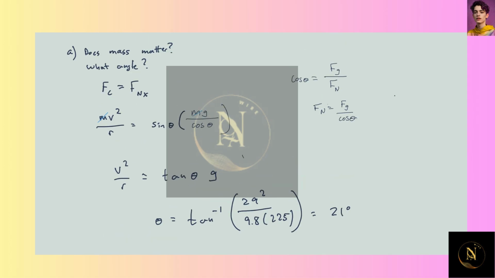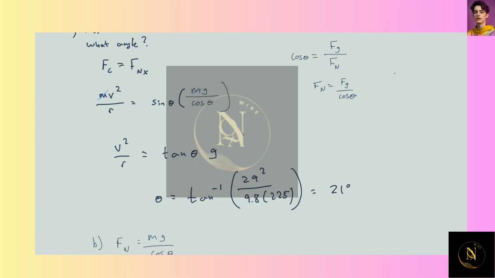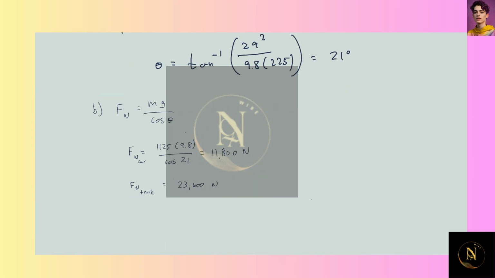So that's part A. Mass does not matter, and the angle is 21 degrees. We set it at 21, and they go 65 miles an hour. They're not going to slide down the curve, and they're not going to fly off of the curve. Now, part B.